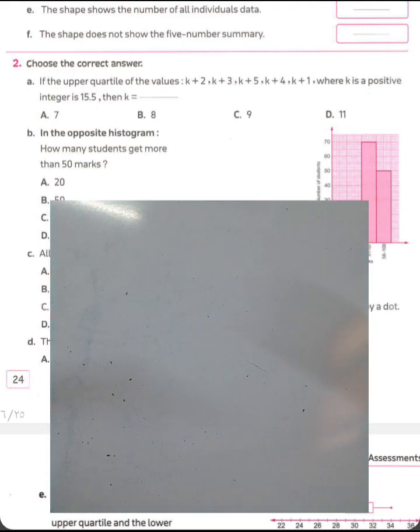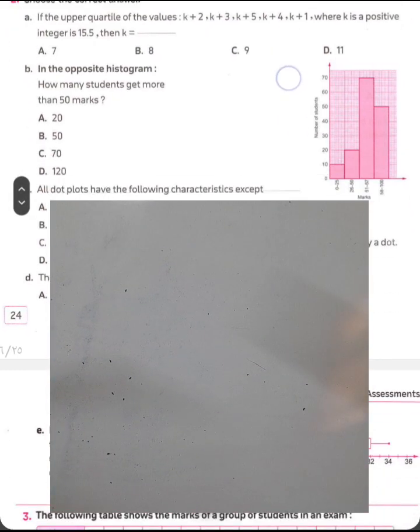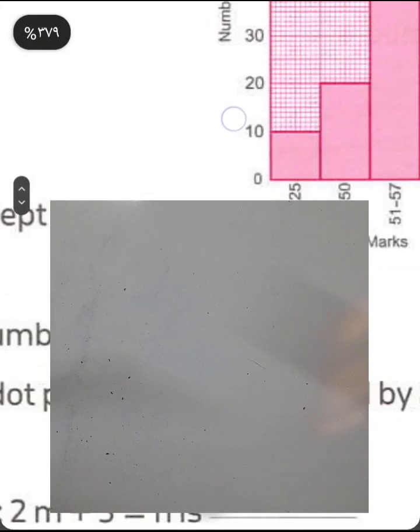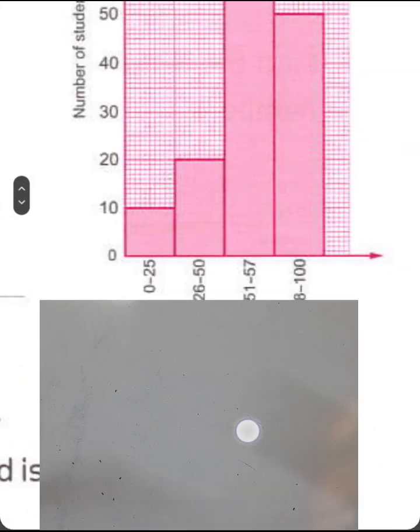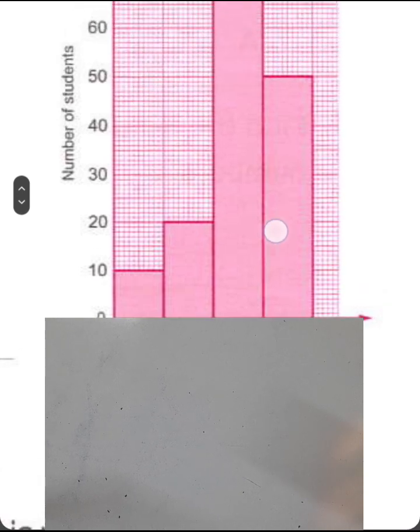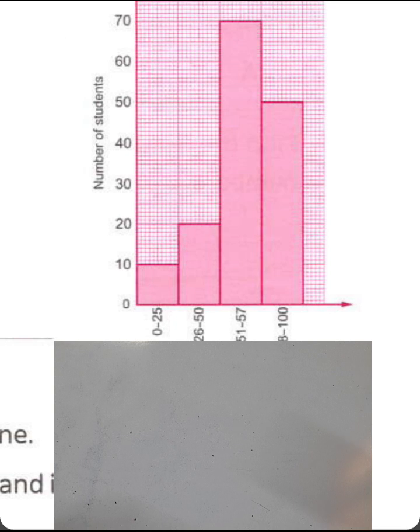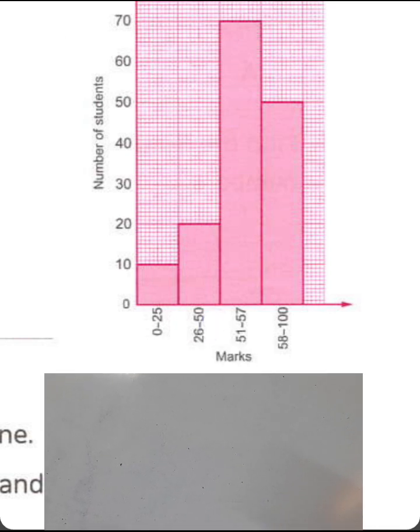Question letter B. In the opposite histogram, how many students get more than 50 marks? Look at this histogram here. How many students more than 50 marks? It's the marks, okay. It's 50.